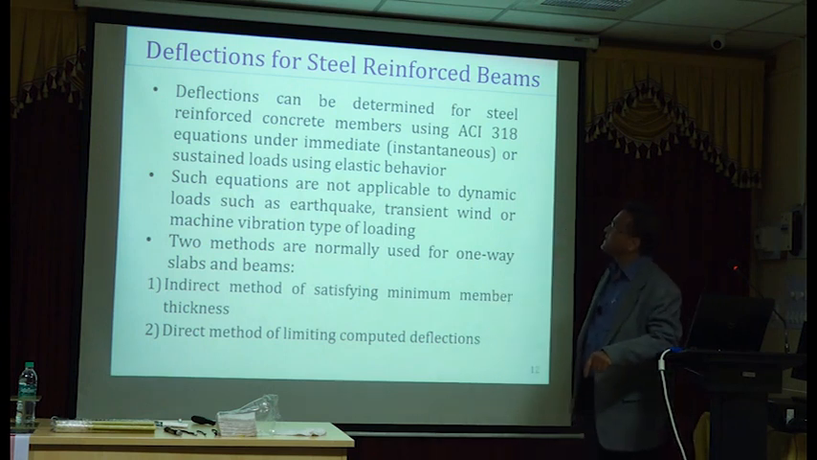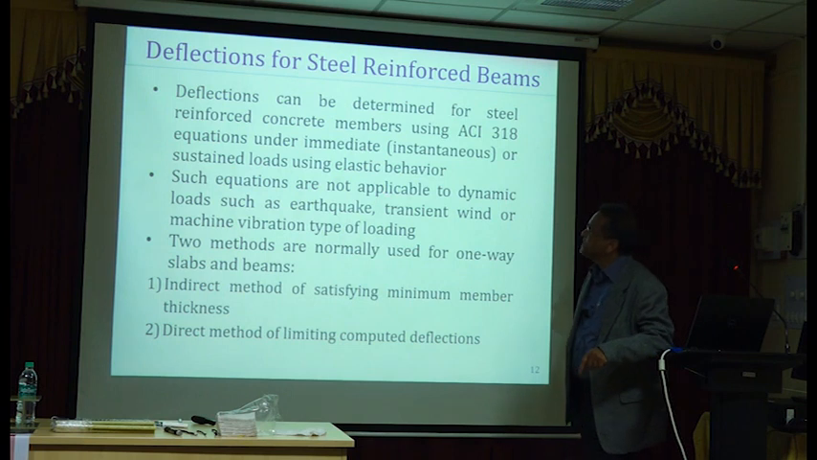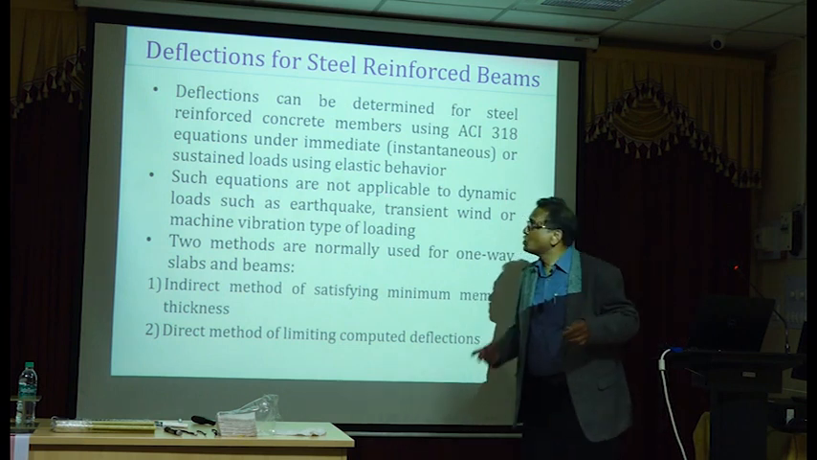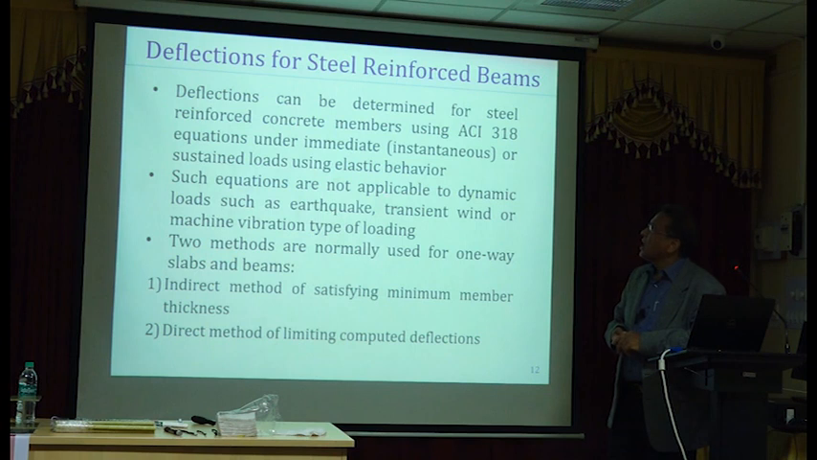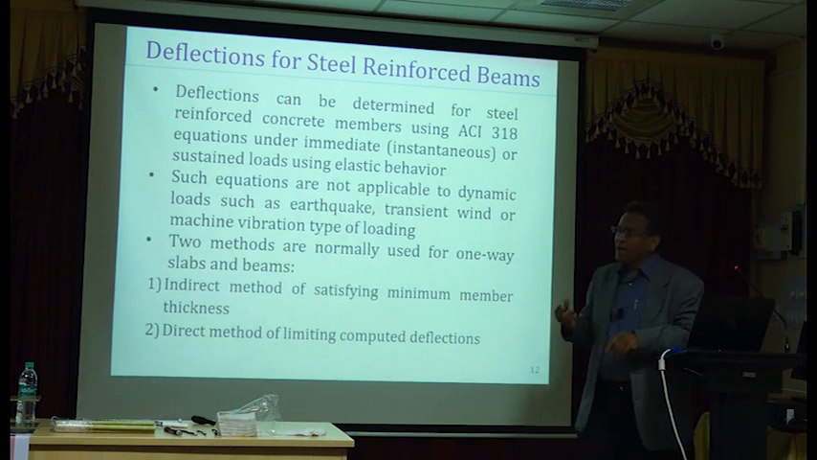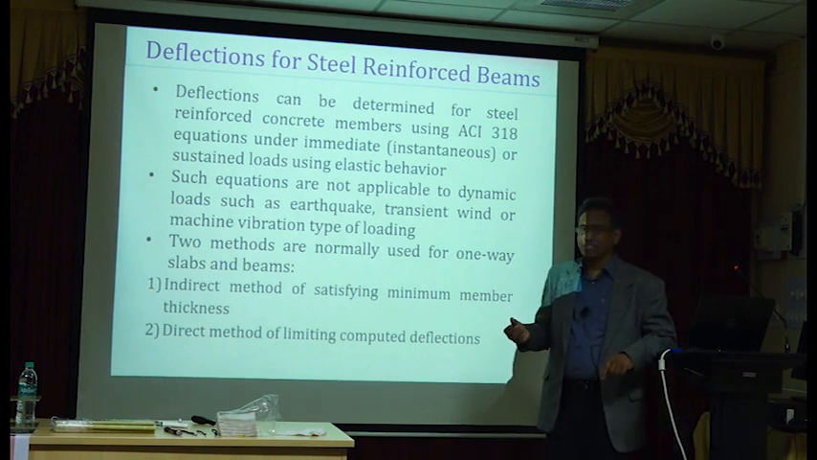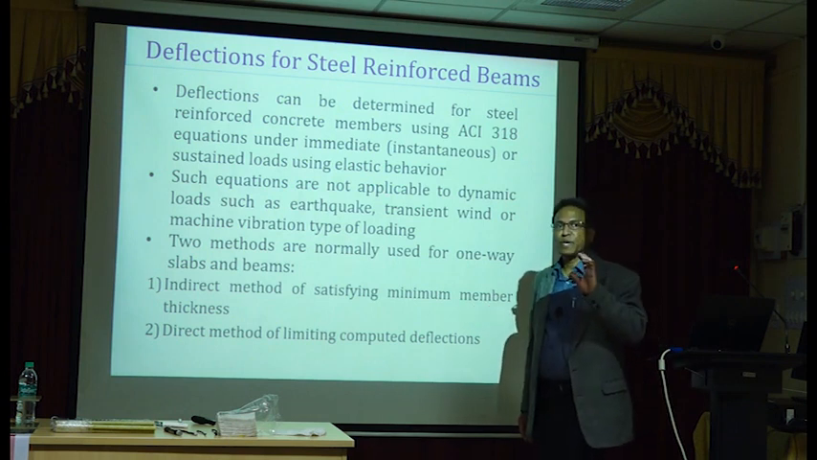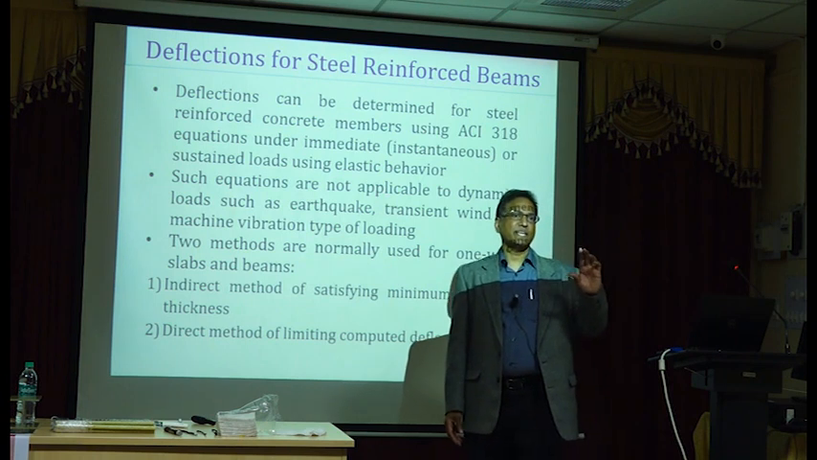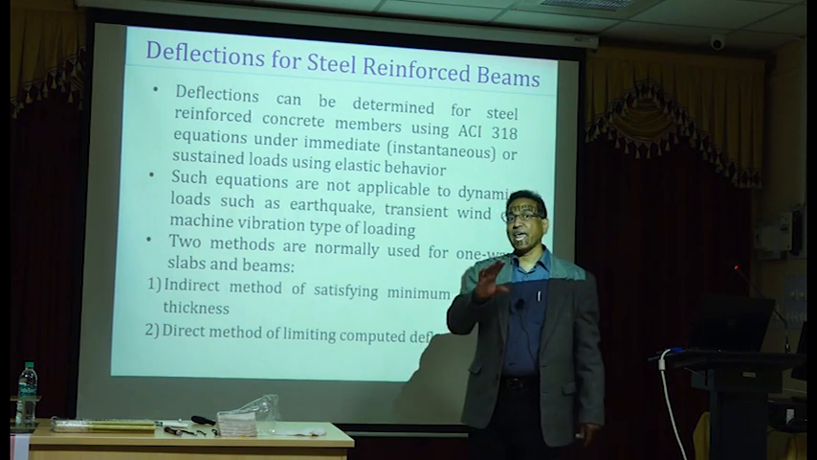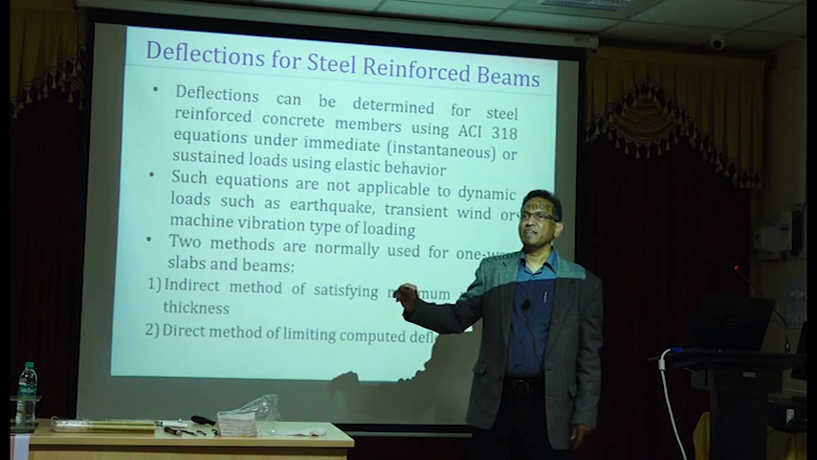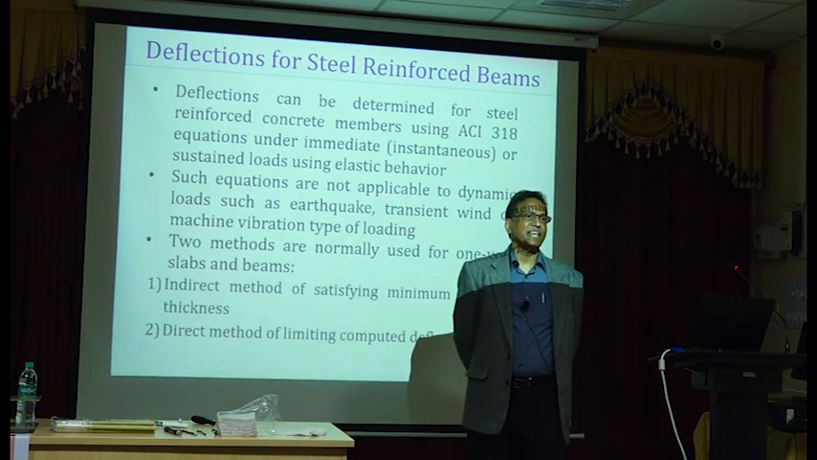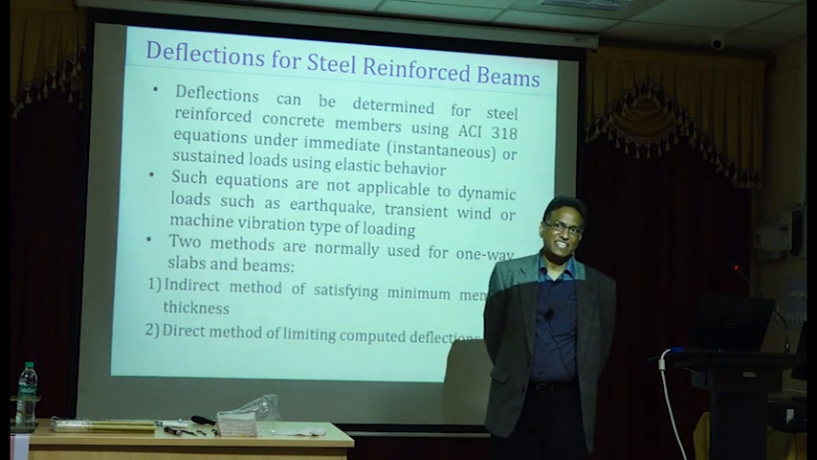So in case of deflections, for steel reinforced concrete, we have 2 methods. One is you can find out the actual deflections using deflection equations. Number 2, if you satisfy the minimum thickness requirements for slabs and beams, then you assume that the deflections are within the limits. Right? Do you remember that?